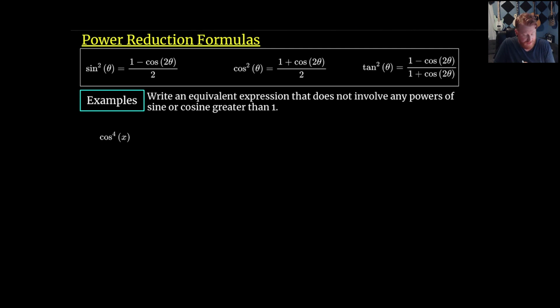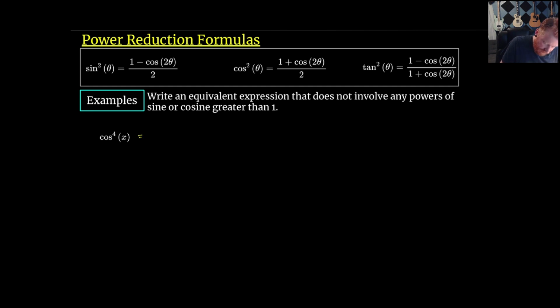Taking a look at this example here, we're asked to rewrite cosine to the 4th power of x as an equivalent expression that does not involve any powers of sine or cosine greater than 1. So we've got a cosine to the 4th power here. We need to get that down. Luckily we have this power reducing formula. If we knew something about the cosine of x, or its double angle, then we could use this to write things out how we want.